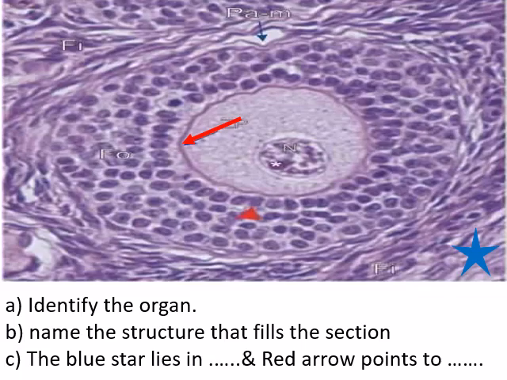Okay, dear students, this section in the ovary. What is this? I can see primary oocyte and many layers of cells. Do I see fluid? No. So it is multilaminar primary. The blue star is the stroma and the red arrow is the zona pellucida.